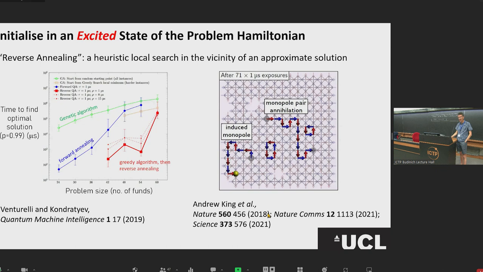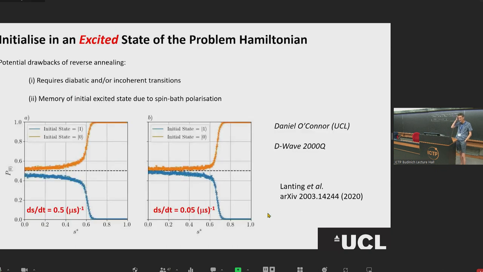So it looks like a really powerful tool, and all I wanted to say today is just to draw your attention, if you're not aware of this, to some potential drawbacks of this reverse annealing technique. So first of all, it requires clearly diabatic and or incoherent transitions, because if you're starting in an excited state, you need to transition out of that in some way, and that requires diabatic or incoherent transitions, otherwise you just get back to where you started from in a reverse anneal.